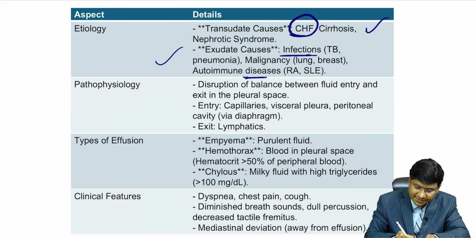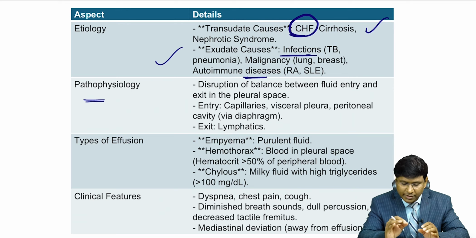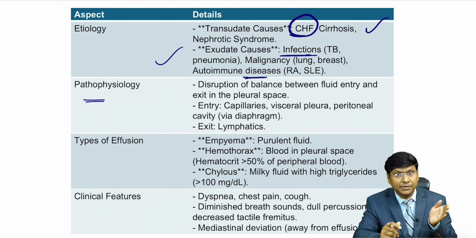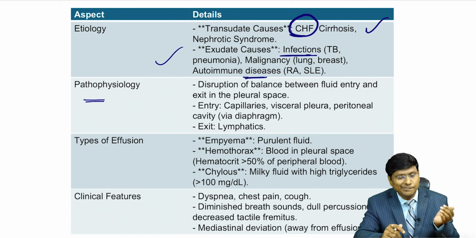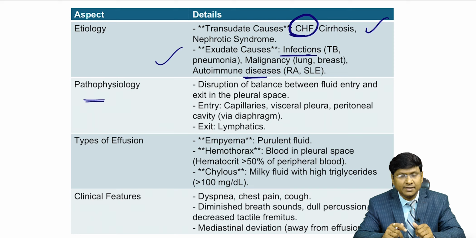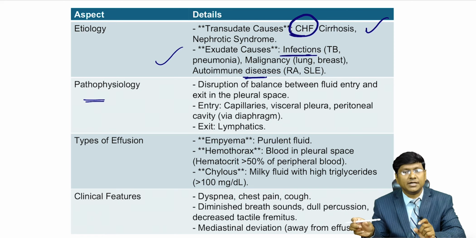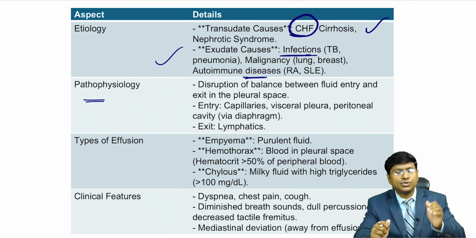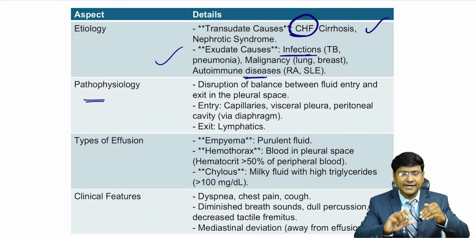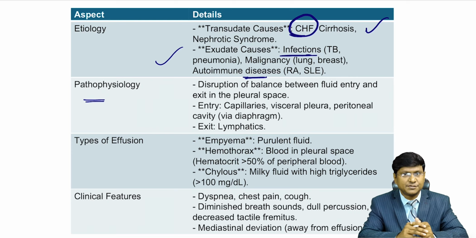Then what exactly is the pathophysiology? If you take the fluid in the pleural space, where is that fluid coming from? It is the capillaries in the parietal pleura, right? Through those capillaries in the parietal pleura, the fluid will enter into the pleural space, and via the lymphatics, the fluid will go out of the pleural space.